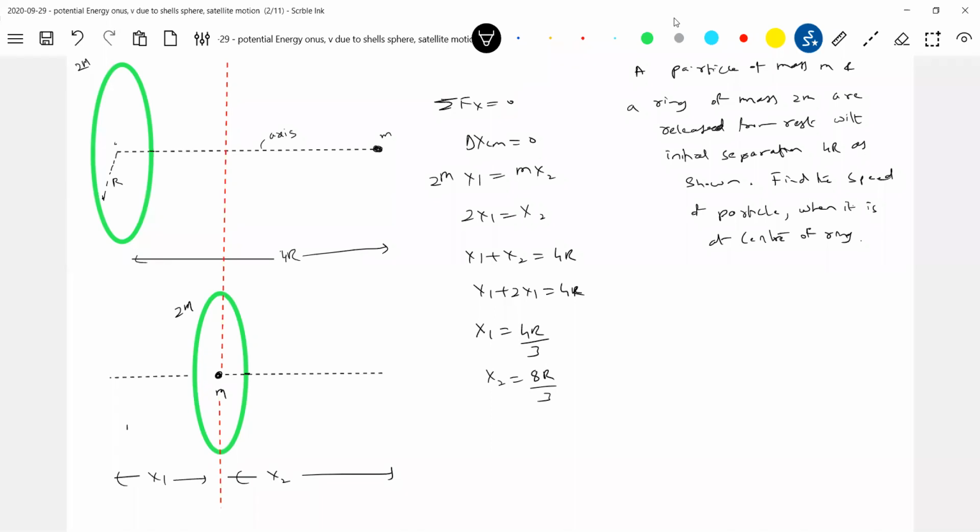Okay, but what was our question? Our question is, what is the speed of the particle? The particle will have a speed, say v2. What about the ring? The ring I'll show it here, v1. So how to calculate this speed?